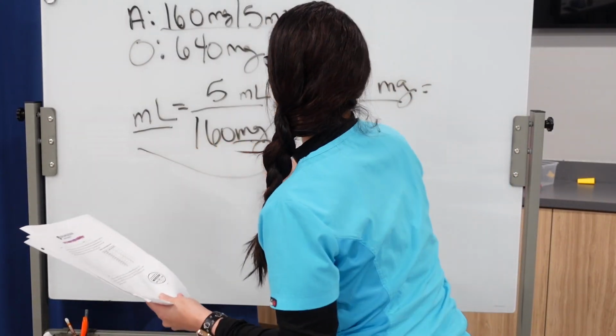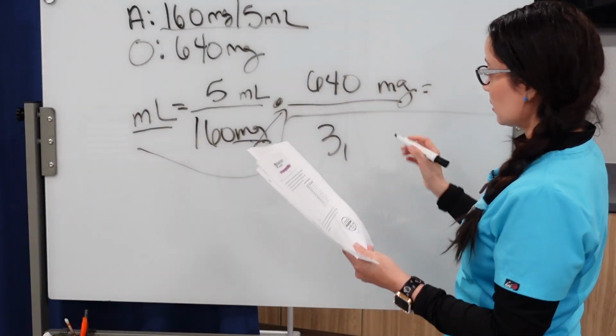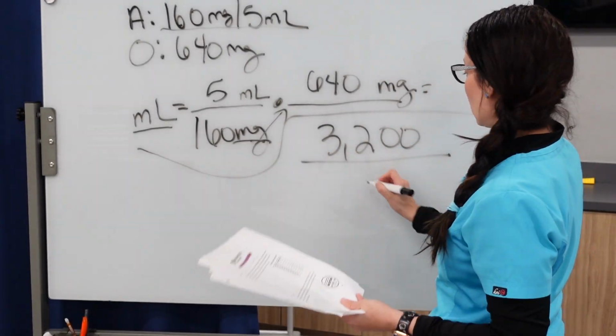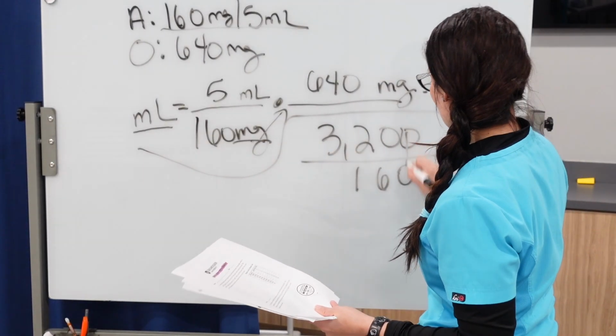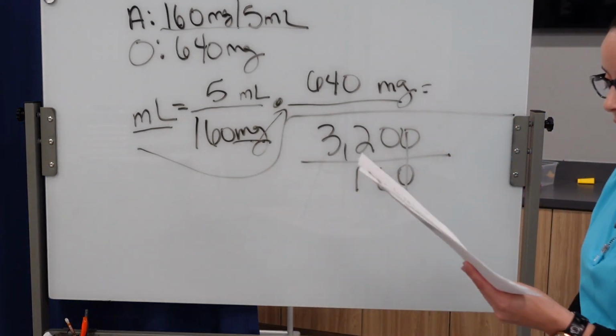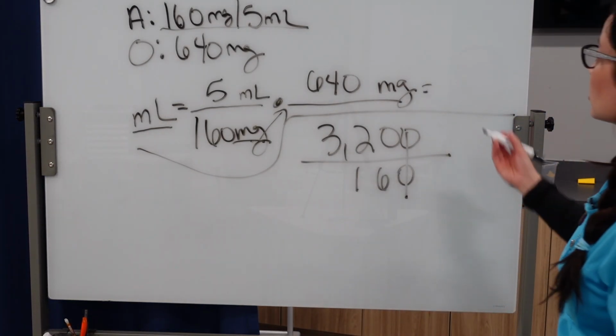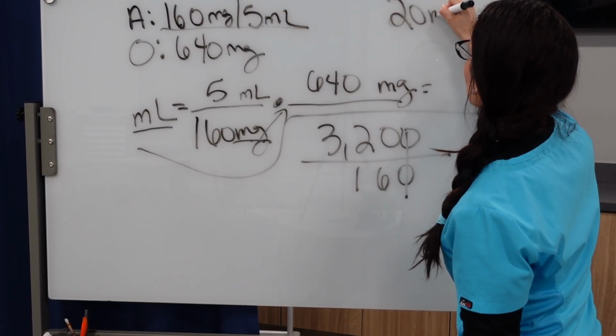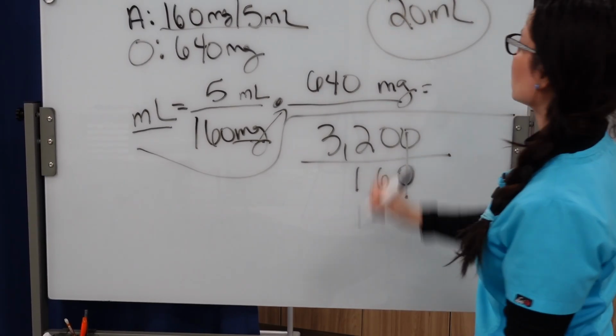So when you multiply across, you get 3,200 over 160. I don't want to confuse you guys. You can cross out the zeros. 320 divided by 16, and you get 20 milliliters. My marker's running out. 20 milliliters is your final answer.